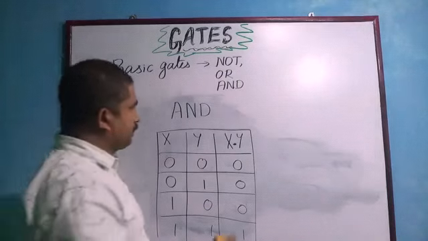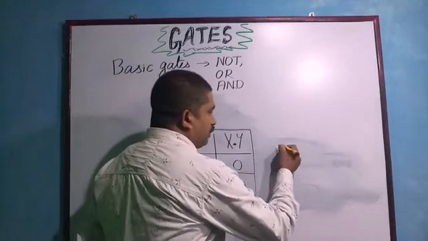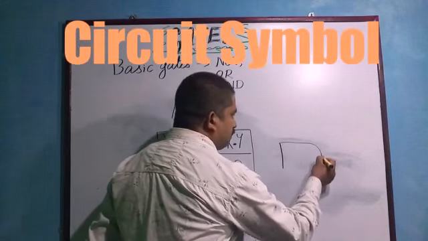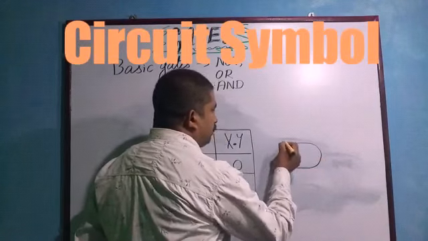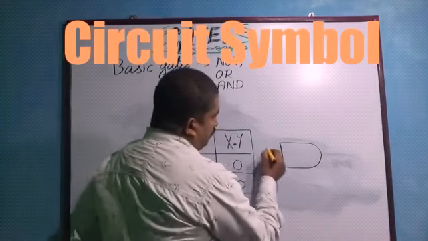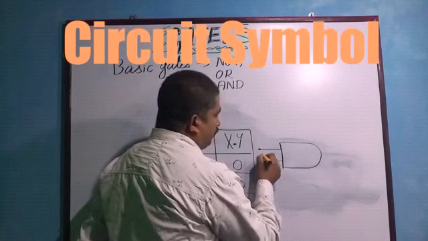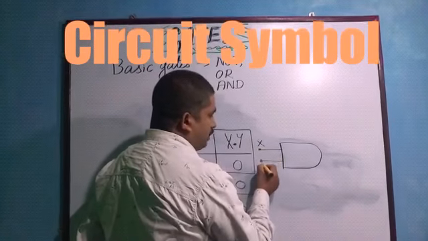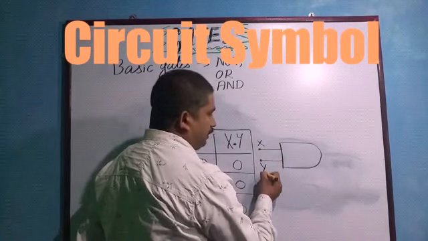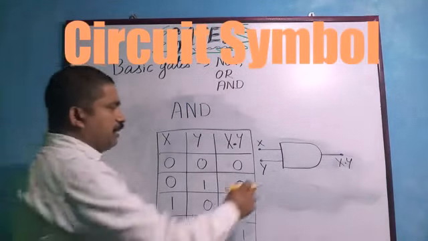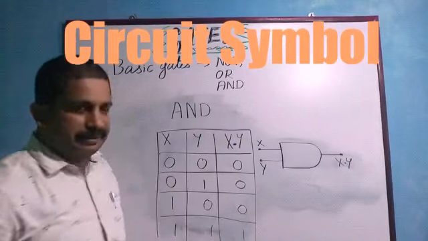Okay. Now let us study the circuit symbol. You have to draw like this, a straight line, then a U shape. If there are 2 inputs, you have to write X, Y. Then what is the output? It is X into Y. Okay. So this symbol represents AND gate.